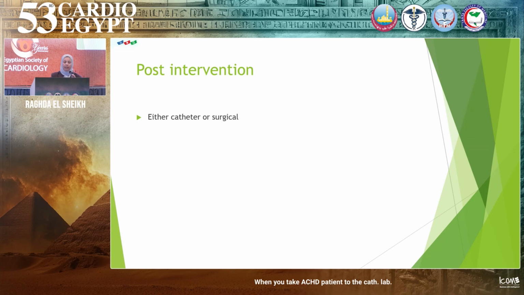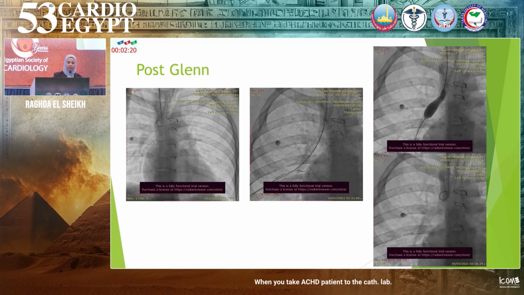Also, we can intervene in the cath lab after doing another intervention, like in that case. This is after the Glenn procedure. We can appreciate the right pulmonary branch ostial stenosis, so we can go and dilate this ostial stenosis by balloon and then put in a stent in the cath lab also.